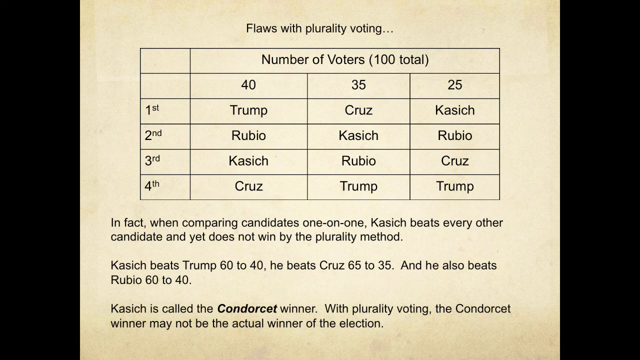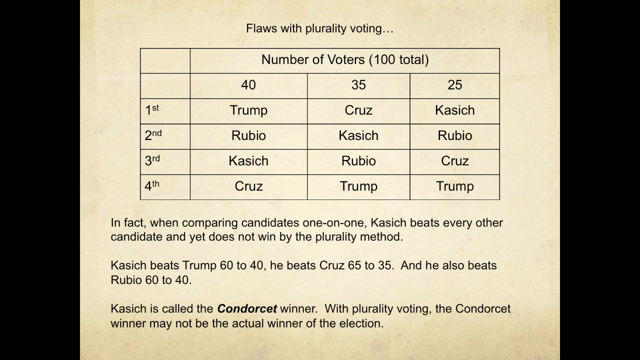A further flaw with plurality voting is that, in fact, when we are comparing candidates one-on-one, Kasich beats every other candidate and yet does not win by the plurality method. Kasich is beating Trump here 60-40. And he's beating Cruz 65-35. And he also beats Rubio 60-40.